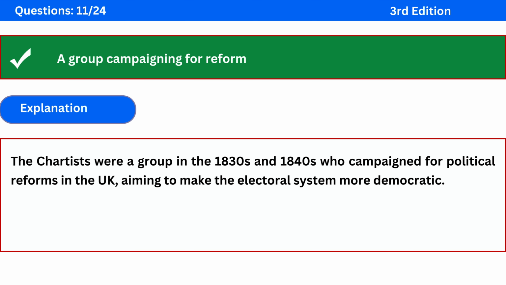The correct answer is a group campaigning for reform. Explanation: the Chartists were a group in the 1830s and 1840s who campaigned for political reforms in the UK, aiming to make the electoral system more democratic.